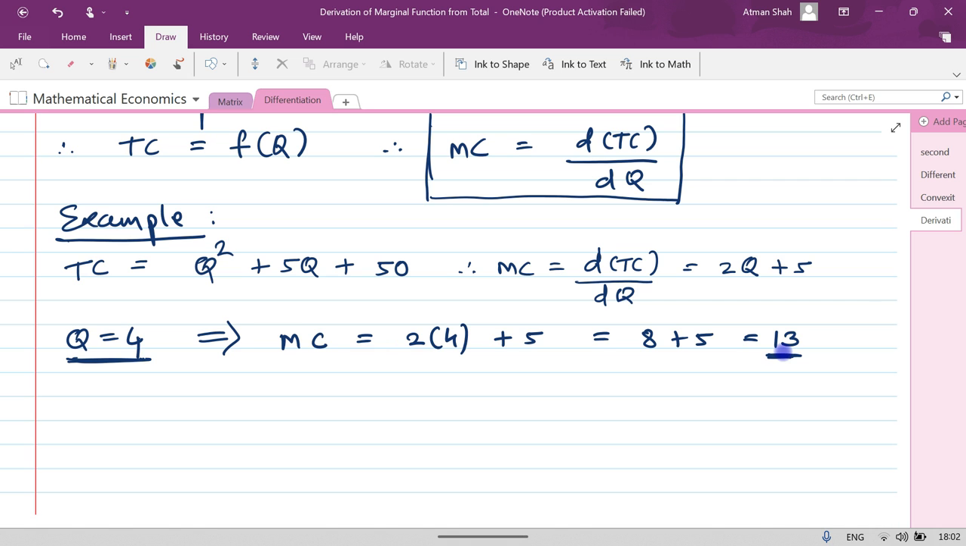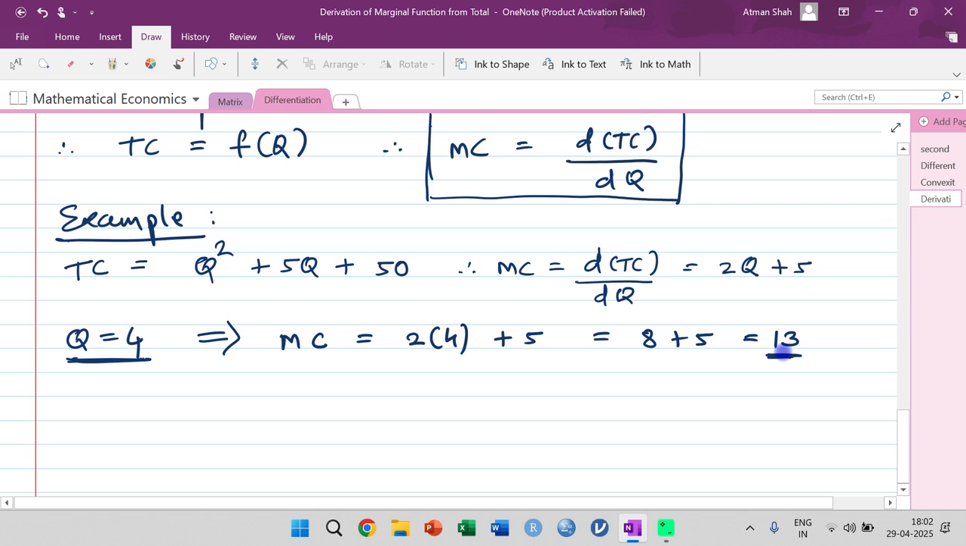So that is the idea of marginal functions, or derivation of the marginal functions from total functions. So that means we can use differentiation to derive marginal functions from total functions.